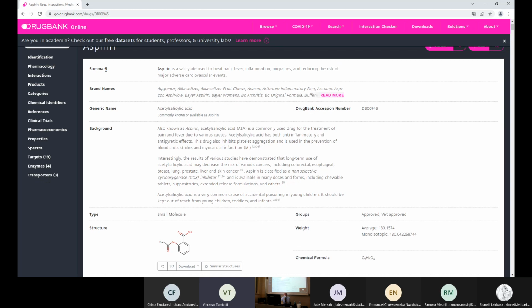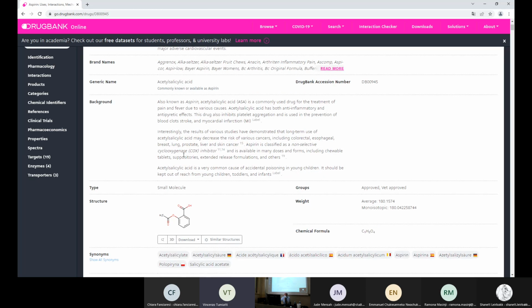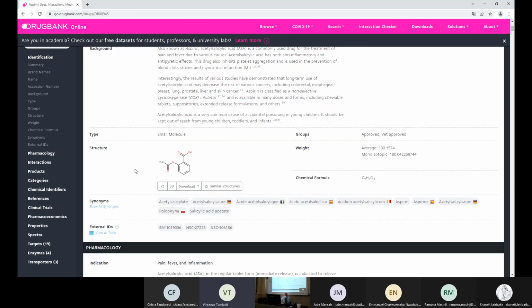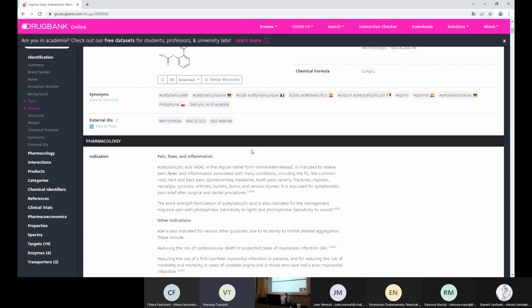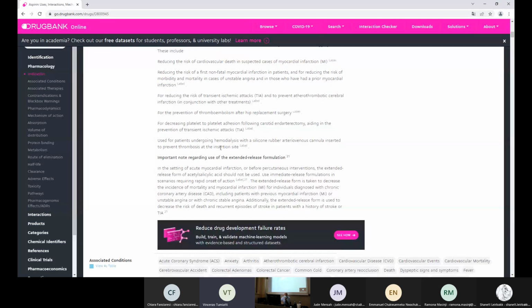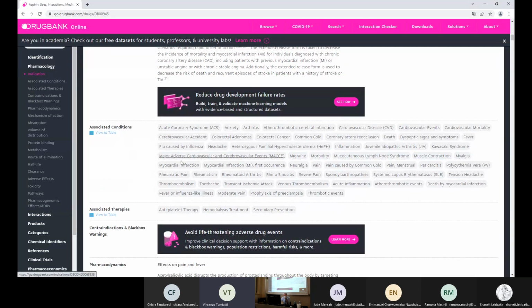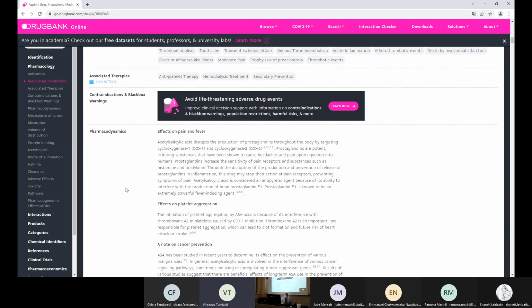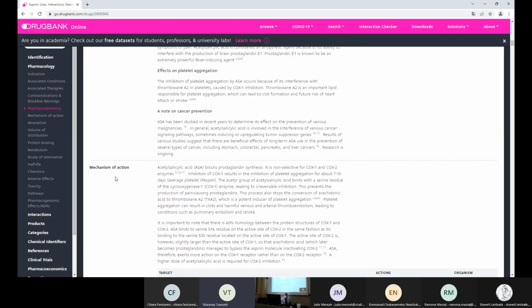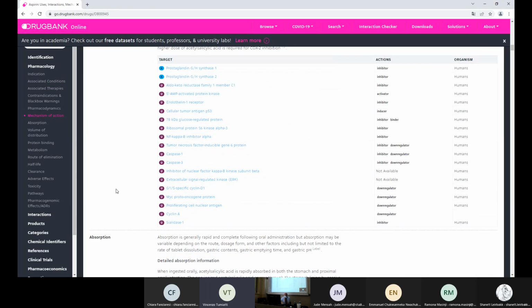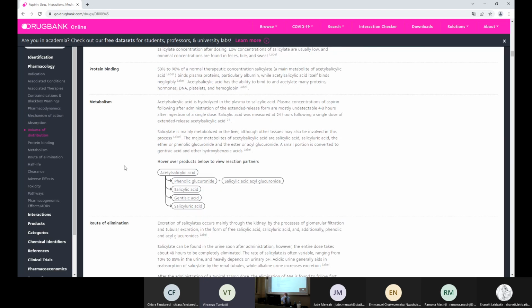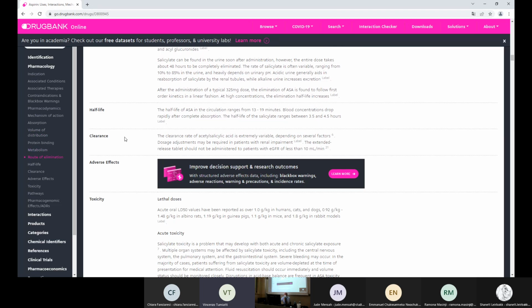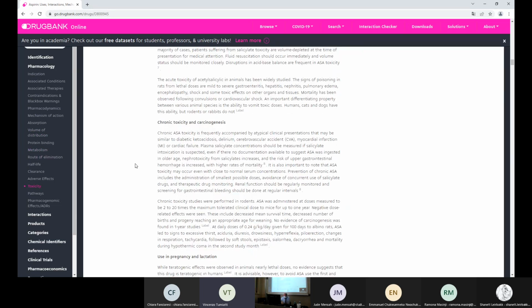You can see a summary, the brand names, generic names, background, small molecules, chemical structure, chemical formula, synonyms, indication, associated conditions, therapies, warnings, pharmacodynamics, mechanism of action, absorption, volume of distribution, protein binding, metabolism, route of elimination, half-life, clearance, adverse effect, toxicity.